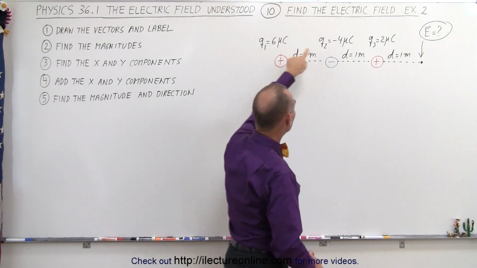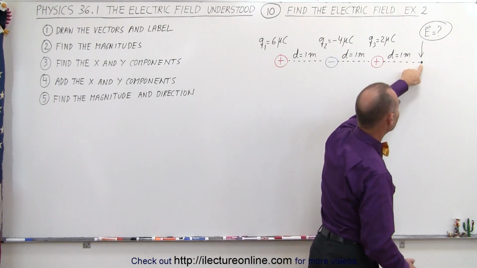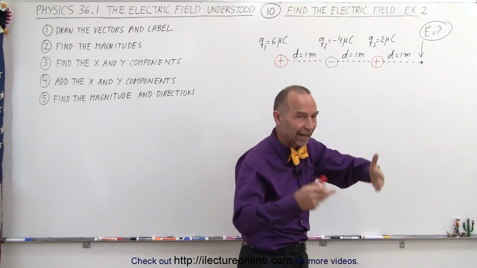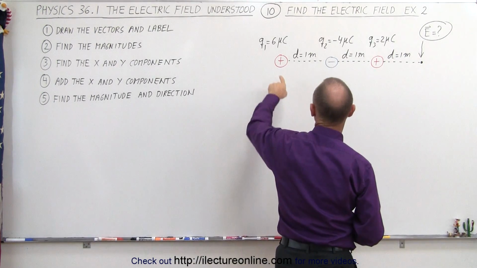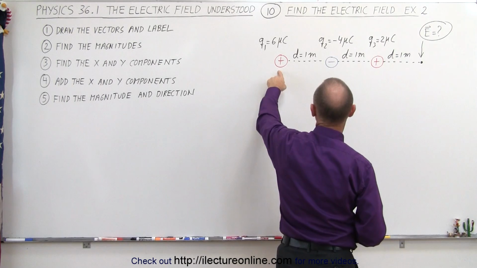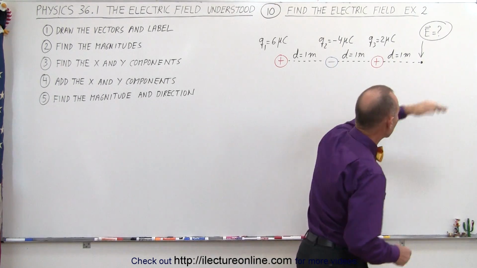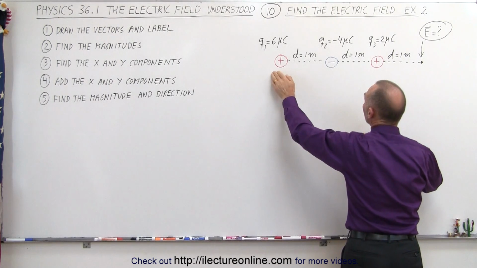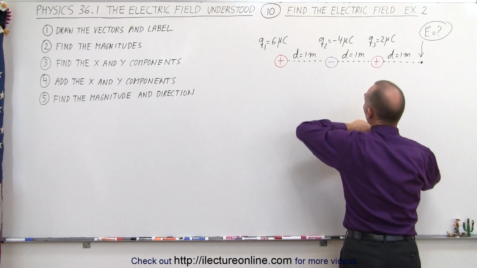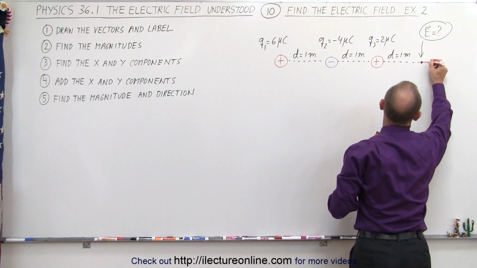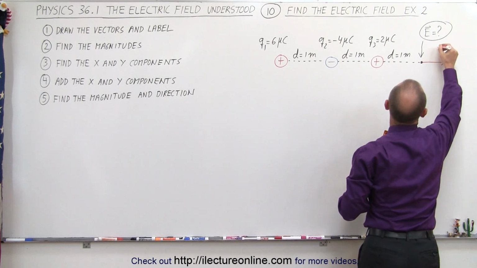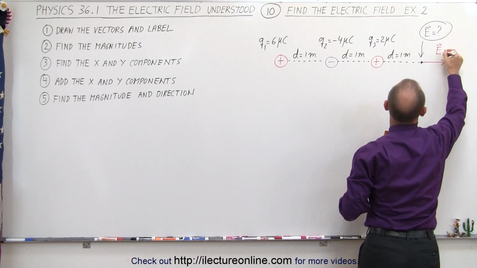We have Q1, Q2, and Q3, so we'll have three components of the electric field that will then have to be added together. The electric field caused by Q1 will be to the right because it's a positive charge, so the electric field is emanating away from the charge. But it's far away. It's a little bigger charge here, but you can imagine that it's probably going to look something like this. So this is going to be E1.